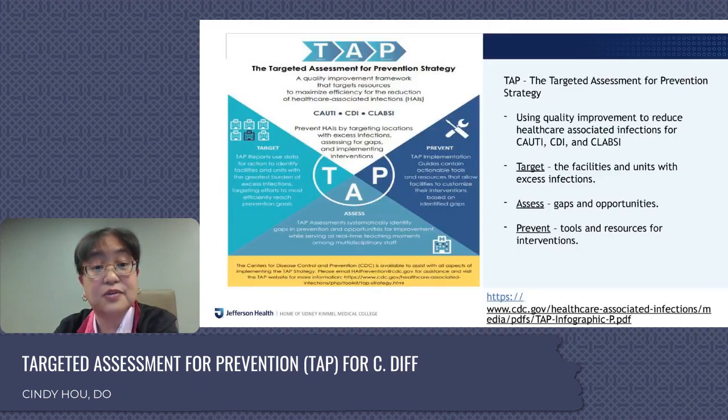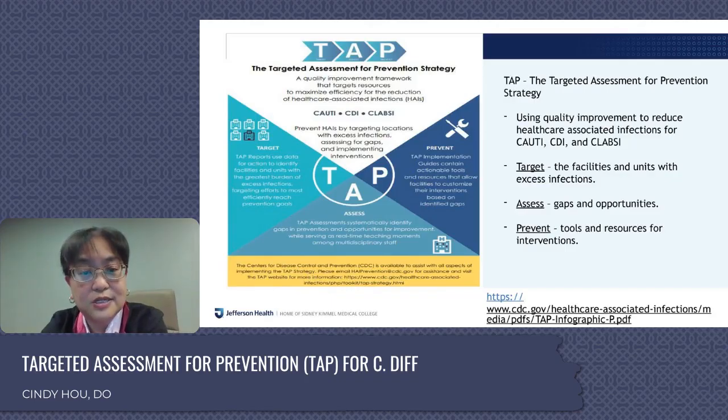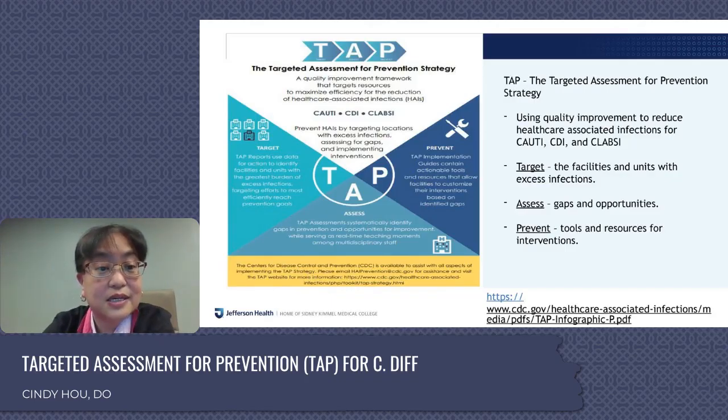First off, in case you have never heard of TAP, this is the Targeted Assessment for Prevention. Basically, it involves a series of quality improvement initiatives, along with partnering with your infection preventionists and infection control officer, epidemiologists, and the like. And it exists for 3 different entities, including catheter-associated urinary tract infections, CAUTI, CDI, which is for C. diff, and CLABSI, which is central line-associated bloodstream infection. And target is we try to find the facilities and the units that have excess infections so that you can then target those for interventions.